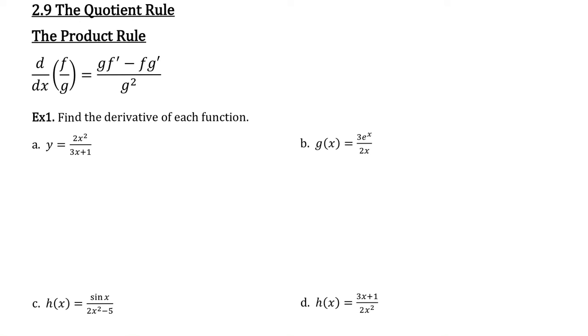Okay, 2.9, we are doing the quotient rule. And why does it say the product rule? I don't know. Give me a second here.